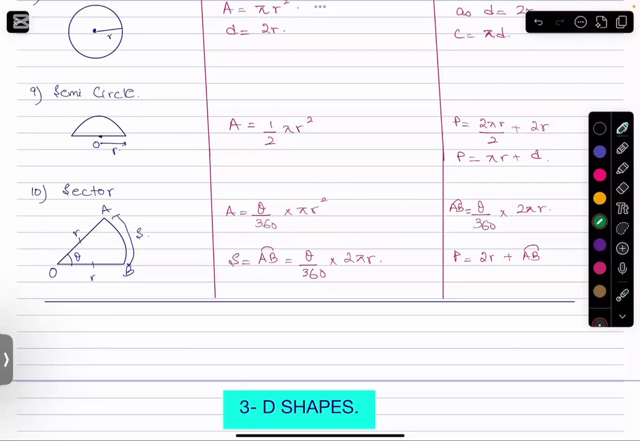And another thing here, which I should mention, is that if this is your angle theta, then the outer angle is called the reflex angle.